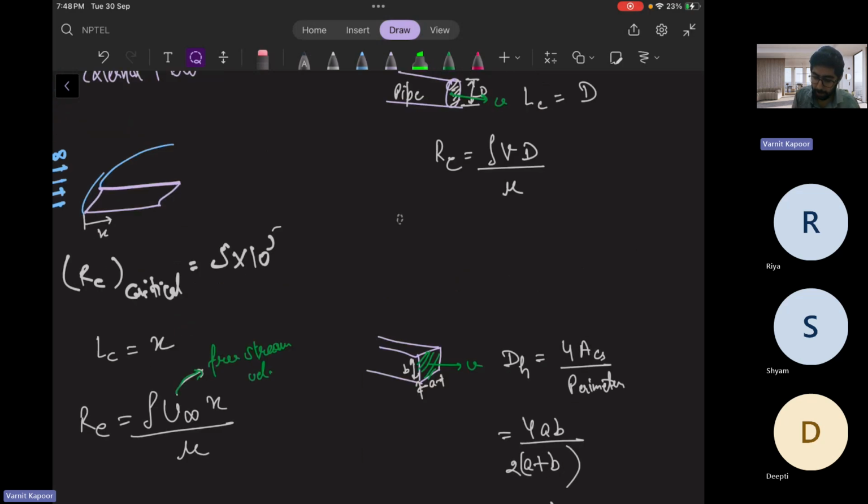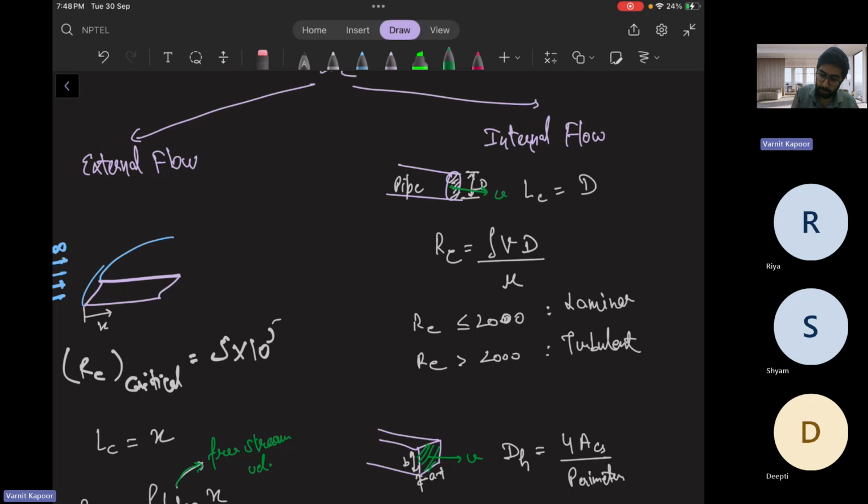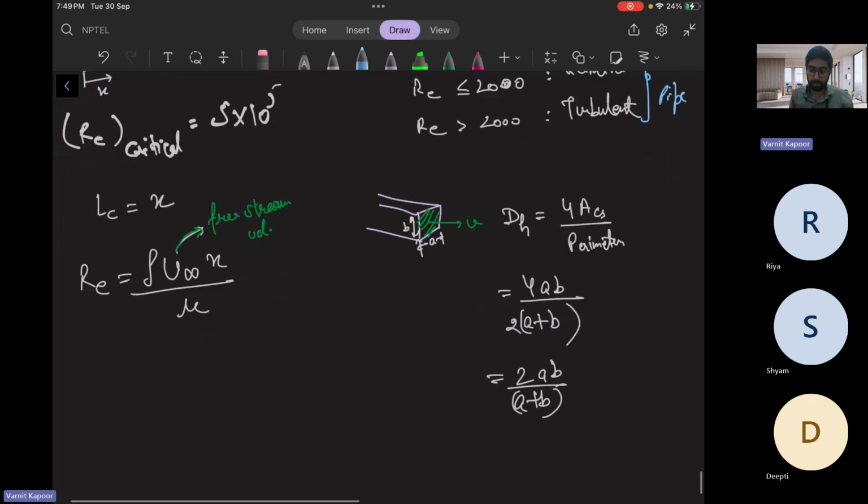So in this Reynolds number for a pipe flow, circular pipe, if it is less than or equal to 2000, it is said that the flow is laminar. If Reynolds number is greater than 2000, that means it is turbulent. Okay, for circular pipe. Whereas for a duct, this will be a different story.